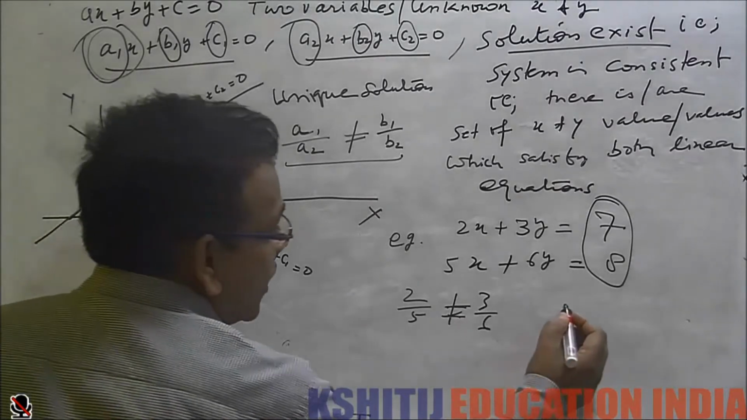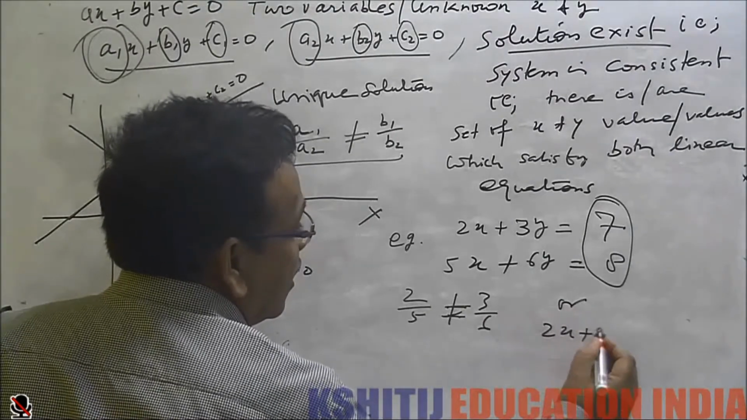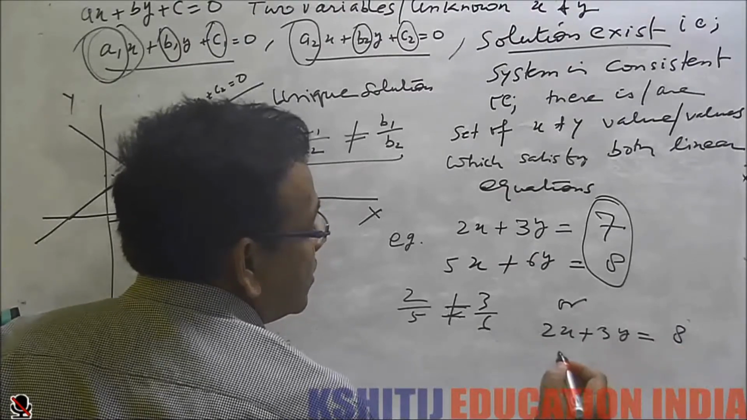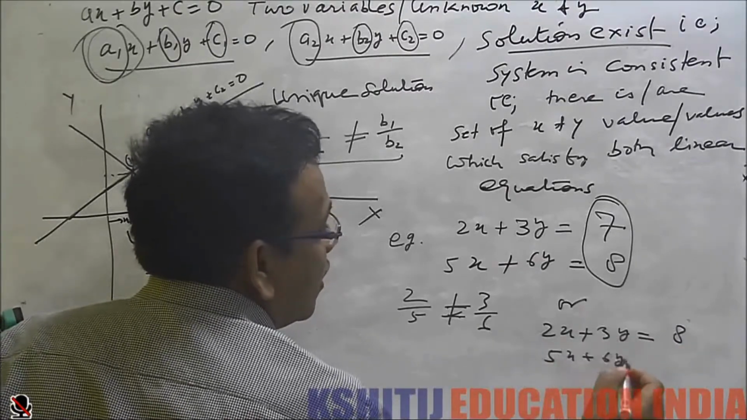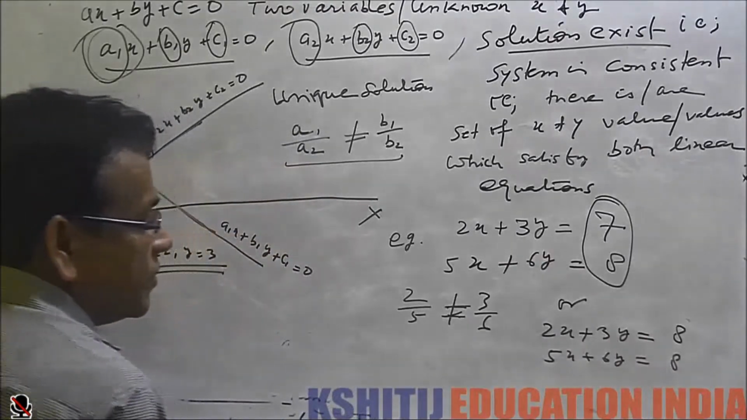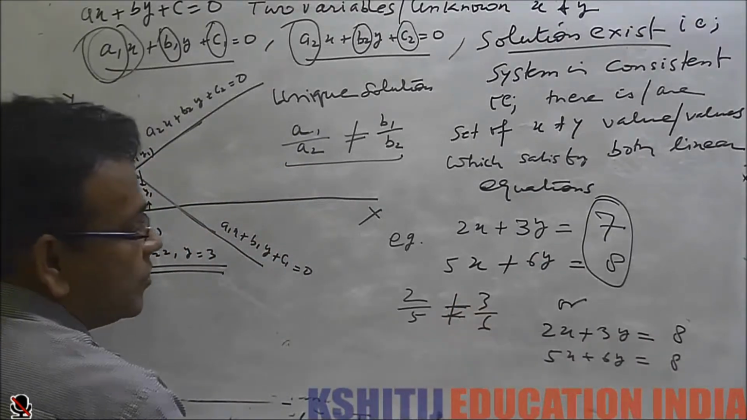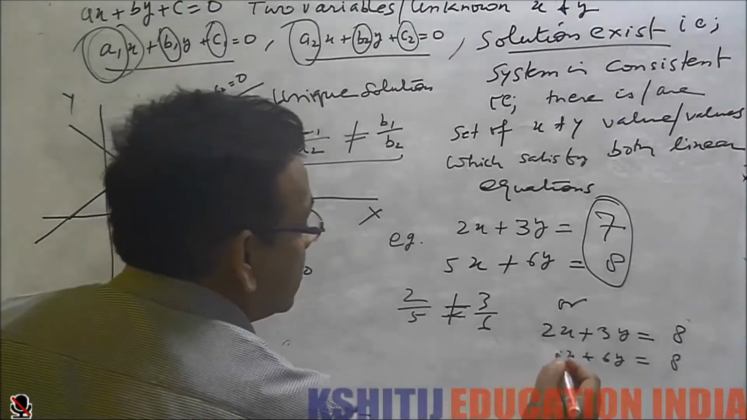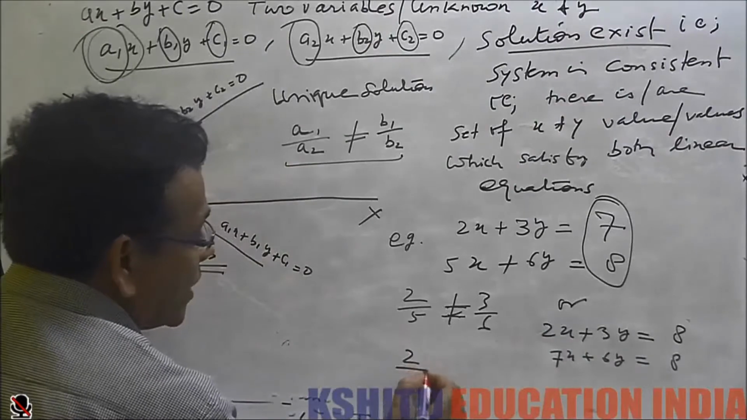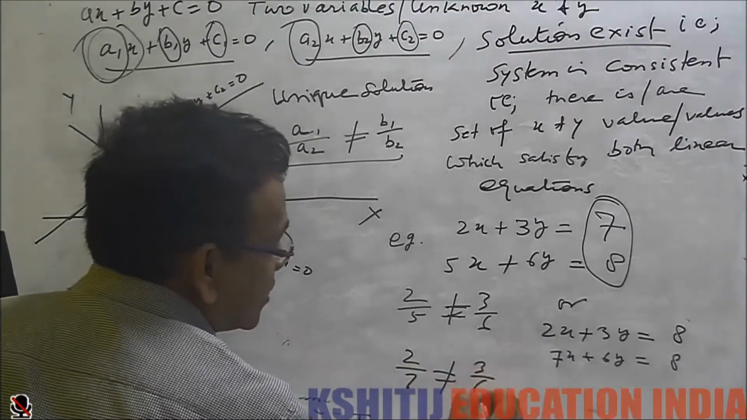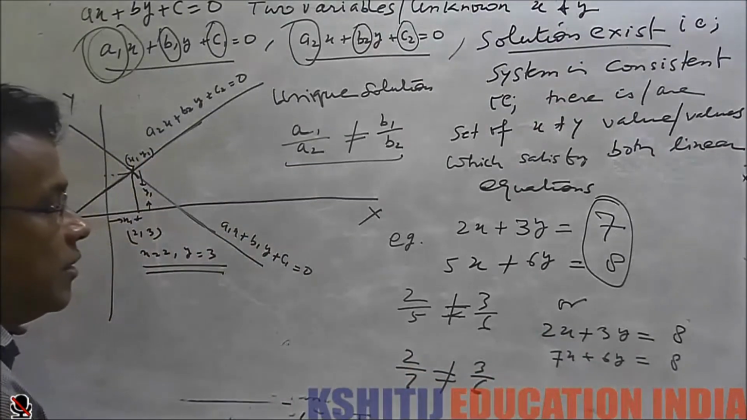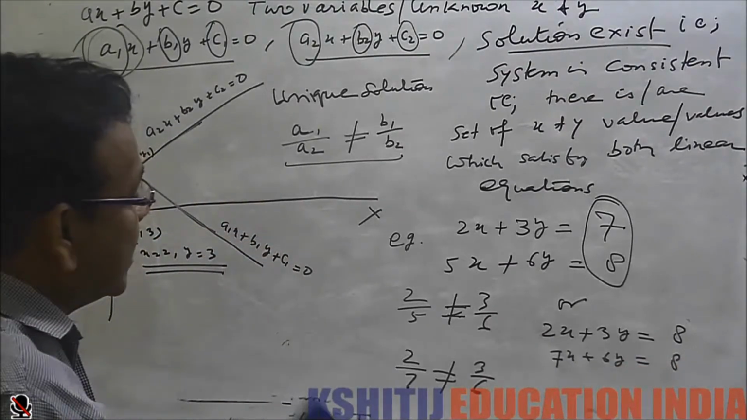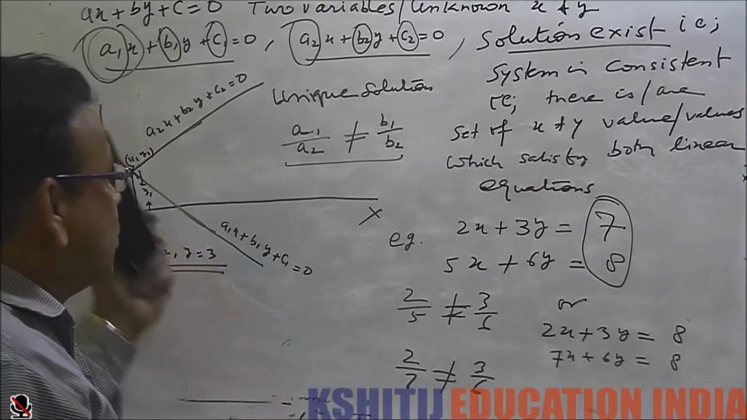Another set could be, let's say, 8. Our requirement is that this ratio should not be equal. Let's say I put 7 to make them different. So 2 by 7 is not equal to 3 by 6. That's all. If they are equal, fine, no problem for us. But in such a case, the equations would give you the unique solution.